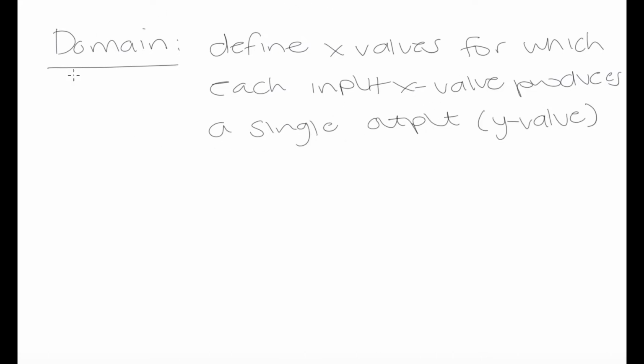So our domain is going to define our x values. It's going to define our input values, and those input values are going to give us a single output. So our domain is just going to restrict our possible values for x.